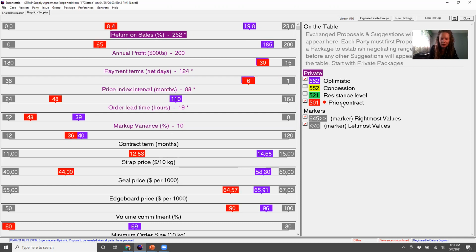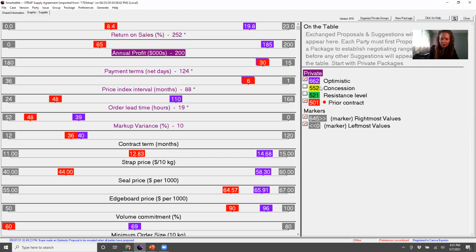And you can see that compared to the prior contract, if you remember that we've got the satisfaction based around the annual profit. So 1 point is worth $1,000. So this prior contract is worth $501,000, and this optimistic would be improving on that prior contract by $161,000. So it would be quite a large improvement.